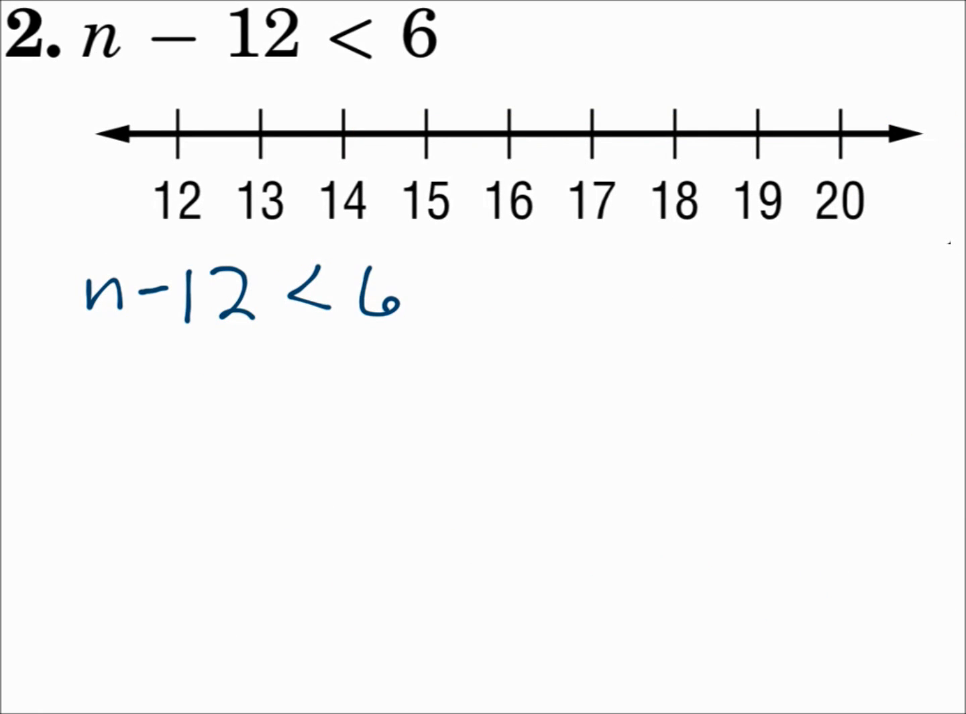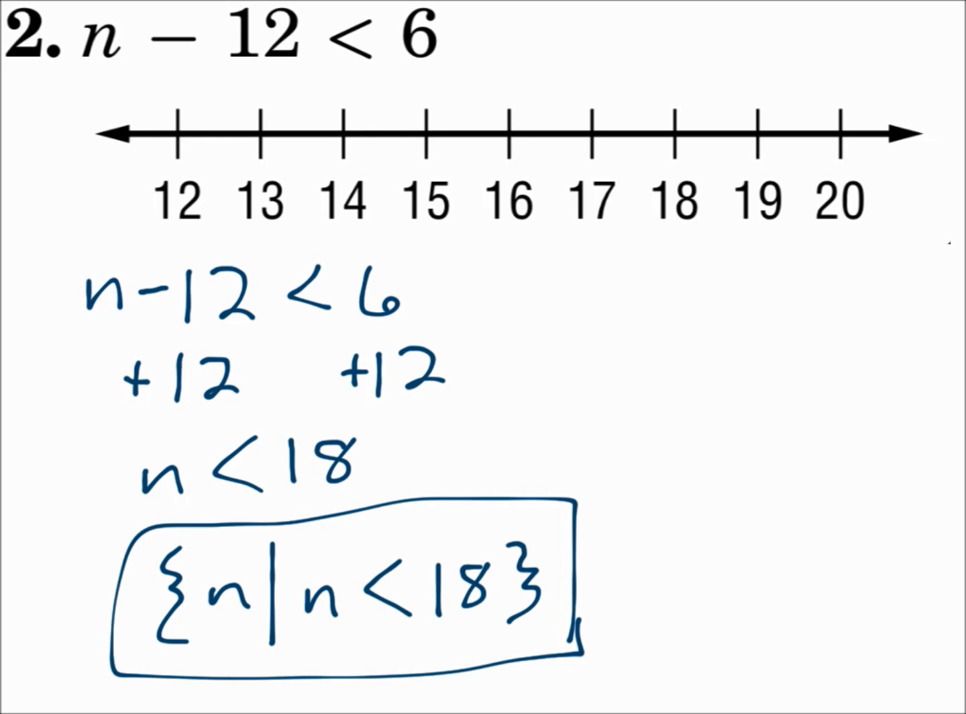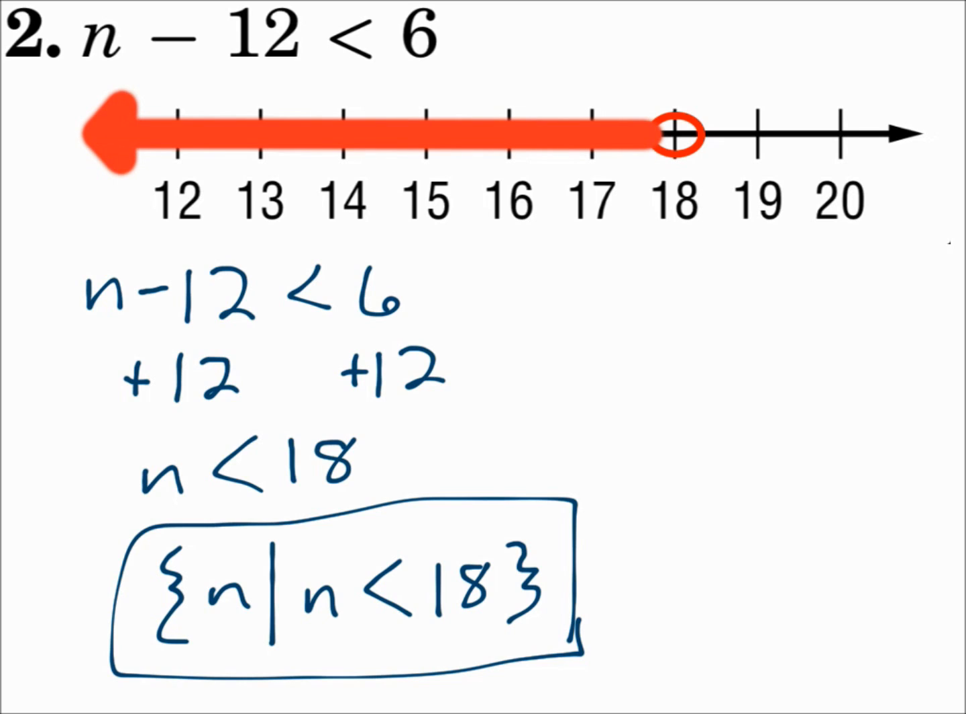Number 2. N minus 12 is less than 6. Well, 12 is being subtracted, so we will add it to both sides. 12's cancel, and 6 plus 12 is 18. So the solution is all n such that n is less than 18. 18 is our important number. Since n is less than 18, but it's not equal to 18, it gets an open circle, and the lesser numbers are shaded to the left. Open circle on 18, shaded to the left.